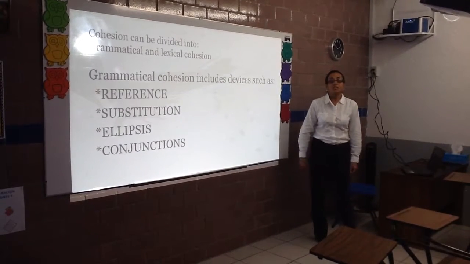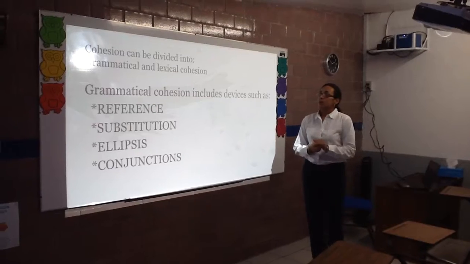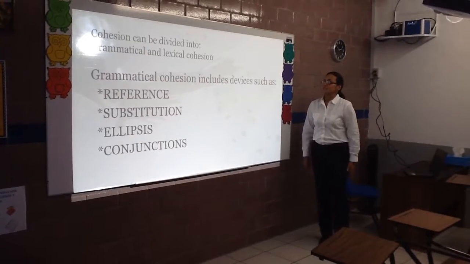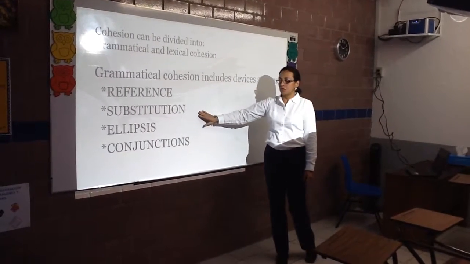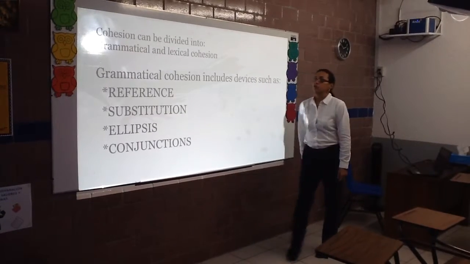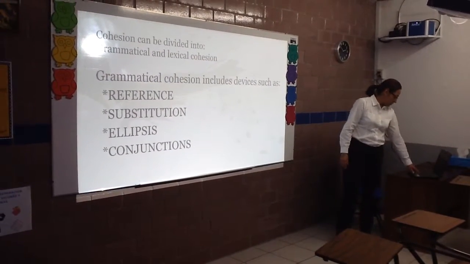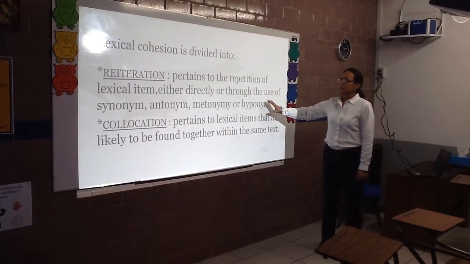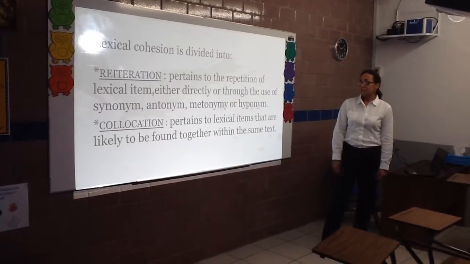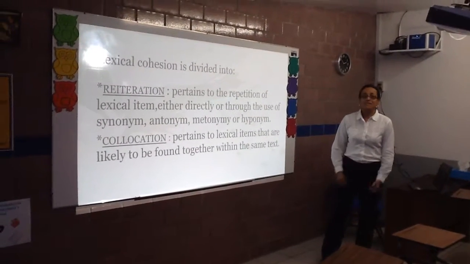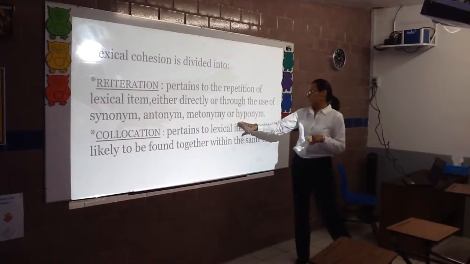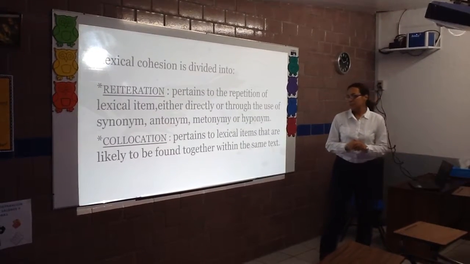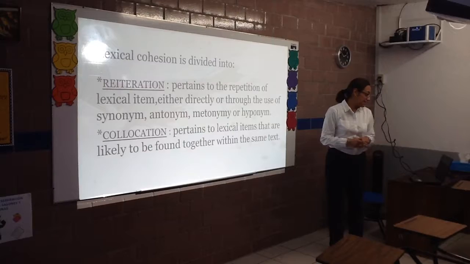Cohesion can be divided into two types: grammatical and lexical cohesion. Grammatical cohesion includes devices such as references, substitution, ellipsis, and conjunctions. On the other hand, we have lexical cohesion, which is reiteration and collocation. In this case, we have the repetition of lexical items, either directly or through the use of synonyms, antonyms, metonyms, or hyponyms. Collocations are lexical items that are likely to be found together within the same text.